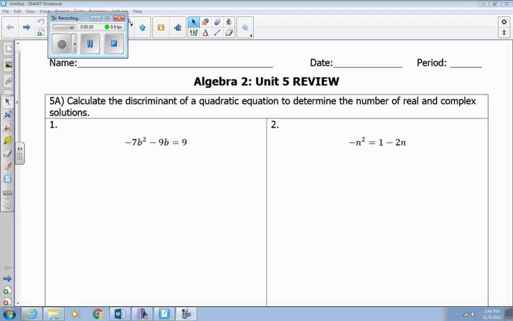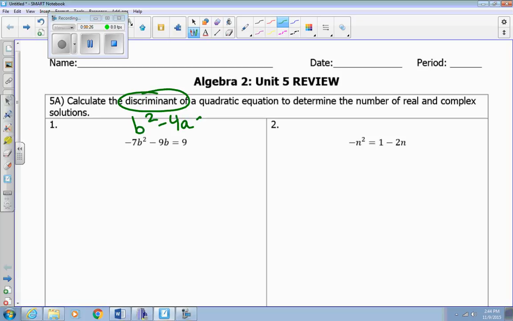So on 5A, we need to calculate the discriminant. Discriminant is b squared minus 4 times a times c. In order to use the discriminant, you need the quadratic equation set equal to 0. So that's where the ax squared plus bx plus c equals 0. We need the equation equal to 0.